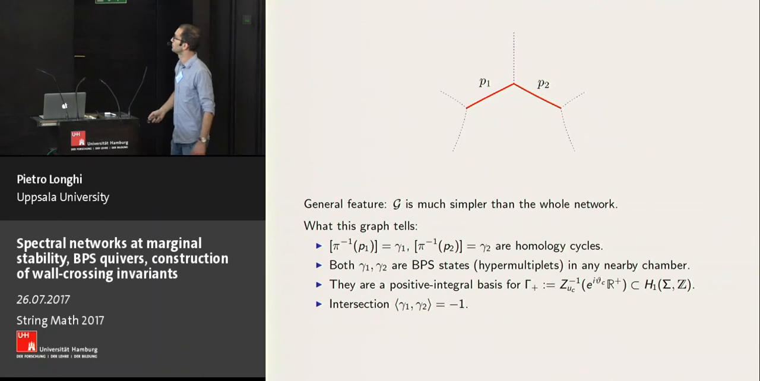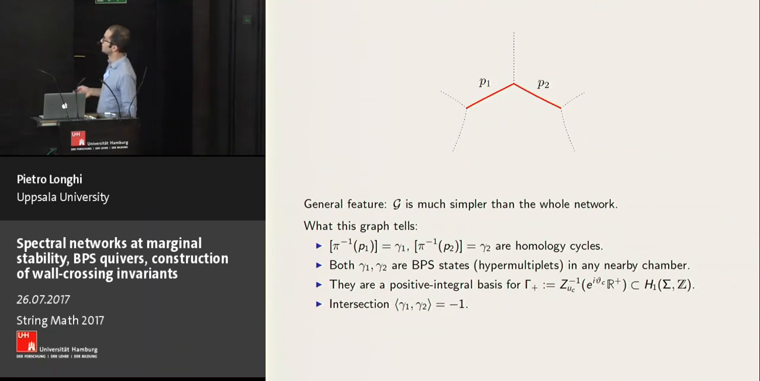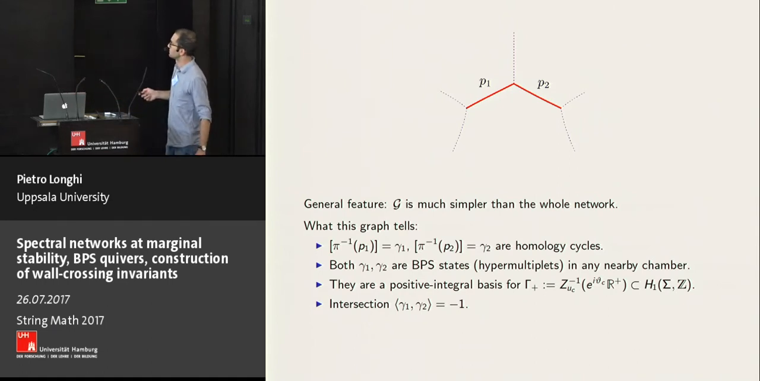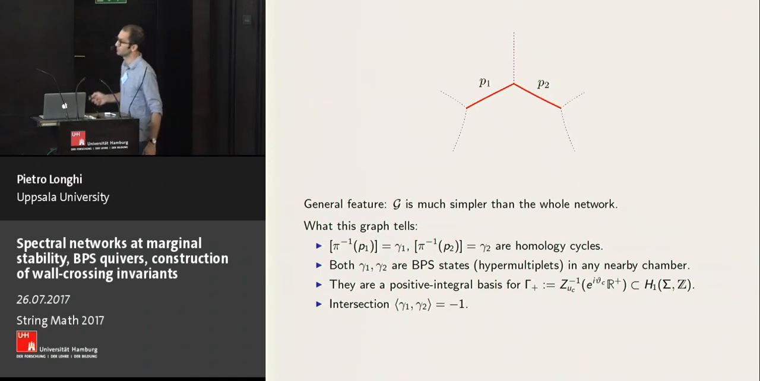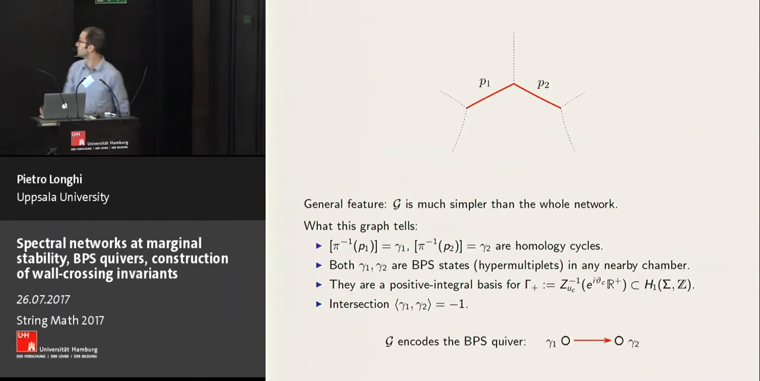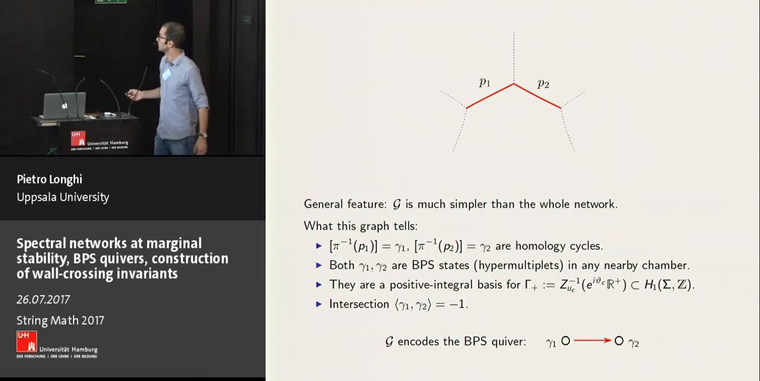So first of all, each edge can be lifted to a closed cycle on sigma, and their homology classes are, in fact, charges of stable hypermultiplets in any nearby chamber. We can also infer from this graph that these form a positive integral basis for the homology lattice, and we can compute their intersection. So in other words, what this graph encodes is something known as the BPS quiver of the theory, which is the Kronecker 1 quiver.